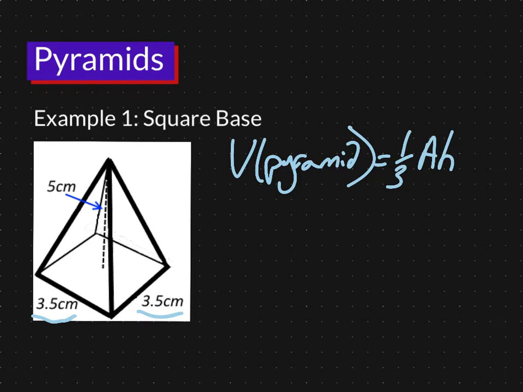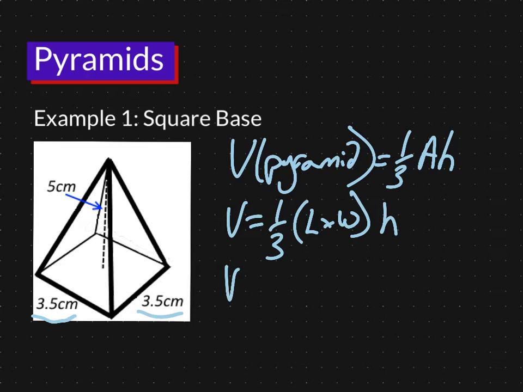is going to be equal to 1/3 the area times the height. Now this is a square, so the volume is going to be equal to 1/3. The area of a square is the length times the width. And we're going to multiply that by the height. So now we're going to substitute in the values and solve. So the volume is going to be equal to 1/3 times 3.5 centimeters times 3.5 centimeters times 5 centimeters.